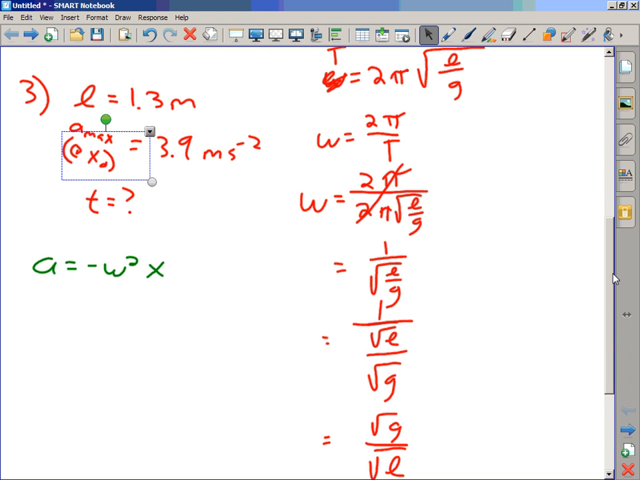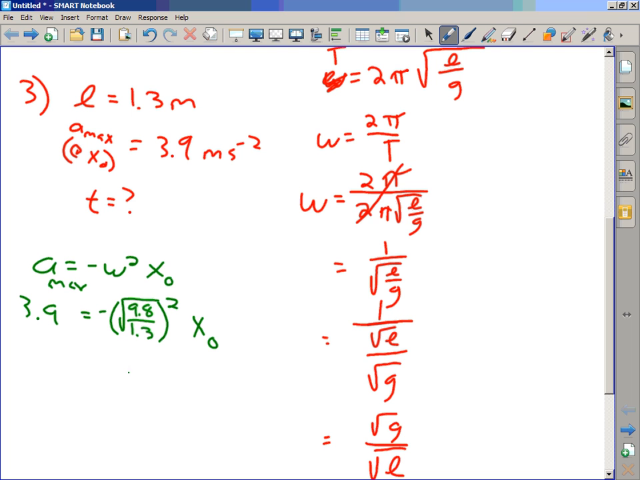A equals negative omega squared x naught. That means A max equals negative omega squared x naught. Okay. So now I have these numbers I can solve for x. 3.9 equals negative, now omega here is square root of g over l, right? So this is the square root of 9.8 divided by my length, 1.3, but then that quantity is squared, times x naught. That's going to allow me to solve for x naught. Does everyone see that?